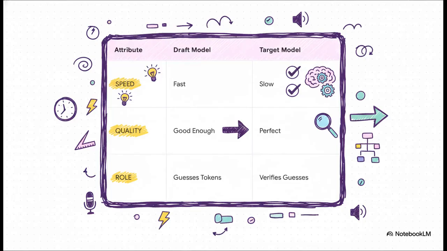And this chart just lays it all out perfectly. The draft model, it's all about speed. The quality just needs to be good enough. The target model, on the other hand, is the opposite. It's slow, but its output is flawless. By having one guess and the other verify, you get the speed of the small model with the quality of the big one. It's a seriously clever partnership.